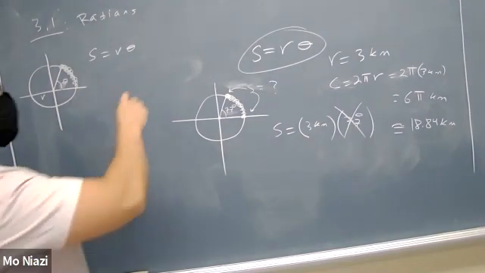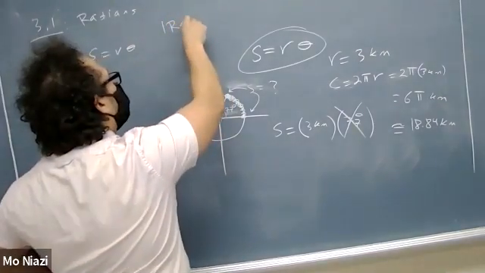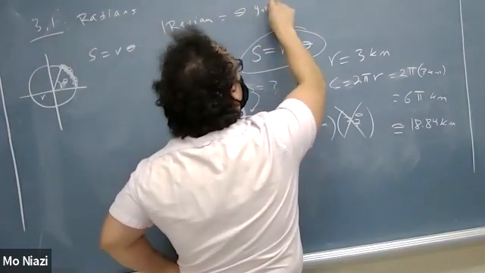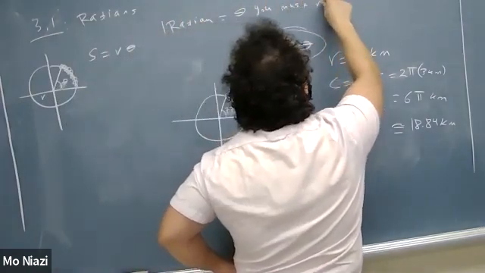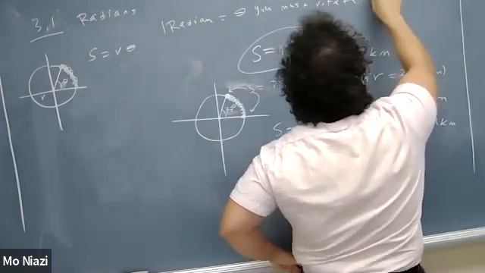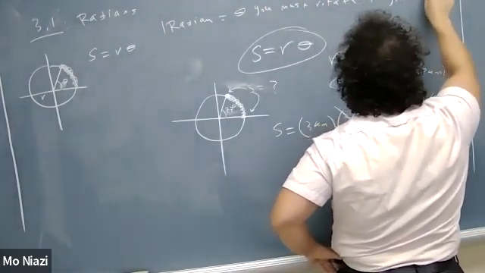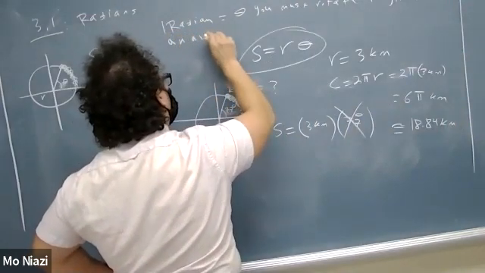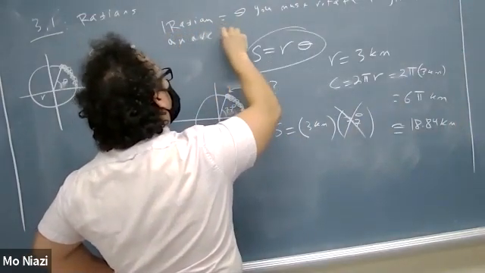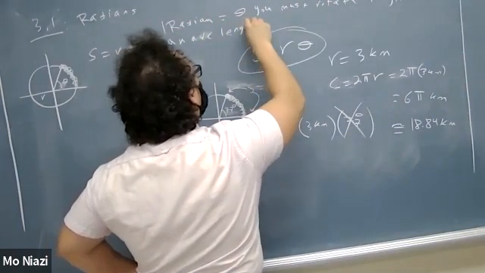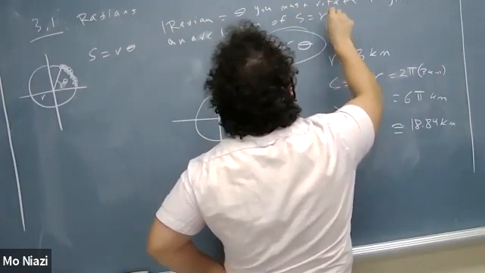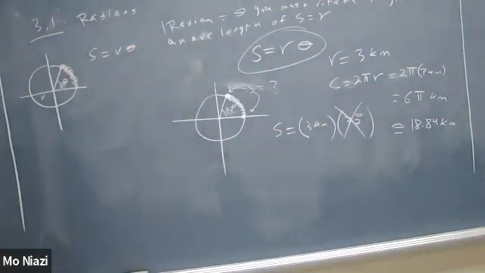So 1 radian is equal to the angle you must rotate to generate an arc length of S is equal to your R. So that's a very important concept.